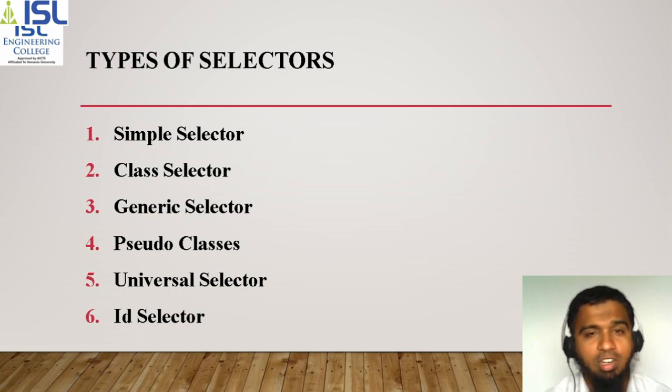How many types of selectors do we have, and why do we need them? We have six types of selectors: simple selector, class selector, generic selector, pseudo class selector, universal selector, and ID selector. Every selector has a different role, and why we need them in our web page, you will understand when we see each selector.